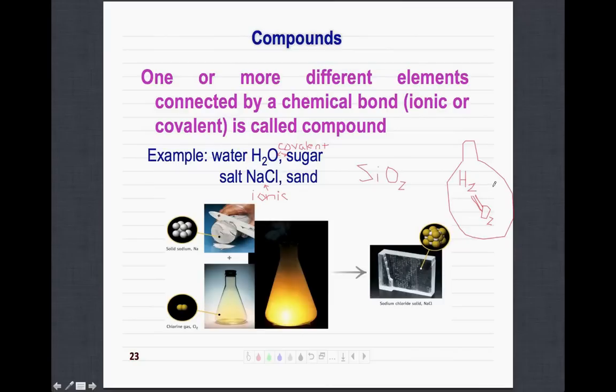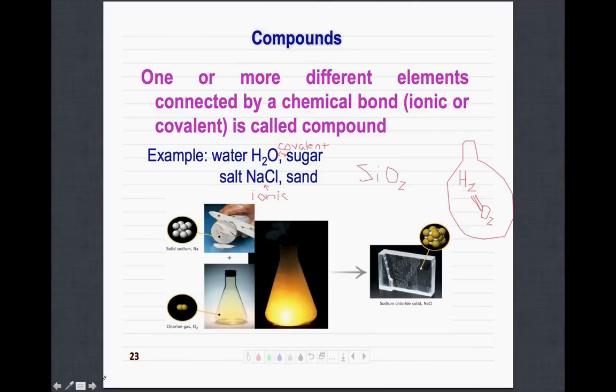Something like ozone. Okay, that's okay. Ozone is considered, and we say it's ozone. I'm not sure if we consider that element or compound, but my guess is it's an element.